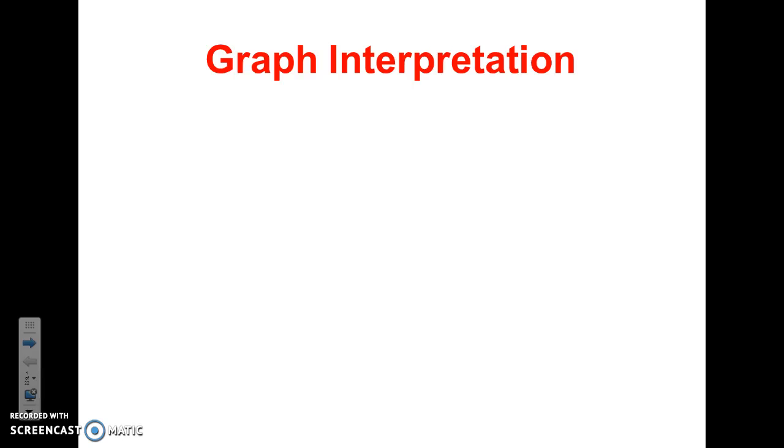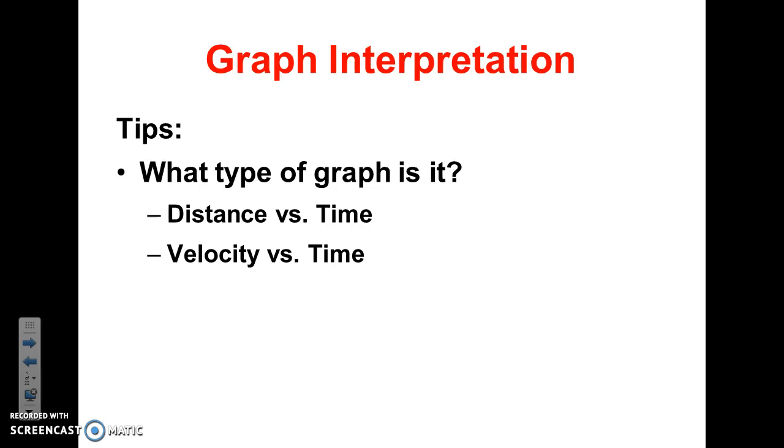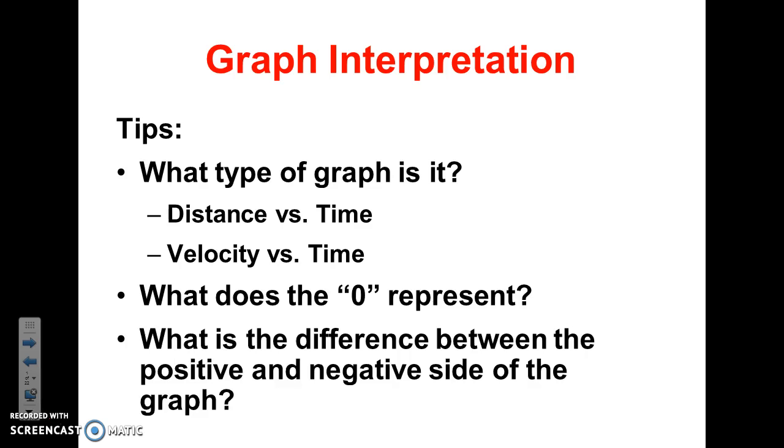This is a video on graph interpretation. Start with a couple of tips. First tip is to think about what type of graph it is that you're looking at. Is it a distance versus time graph, or is it a velocity versus time graph? Second tip is to understand what the zero represents on the graph. And then the third tip is to think about what the difference is between the positive and negative side of the graph.